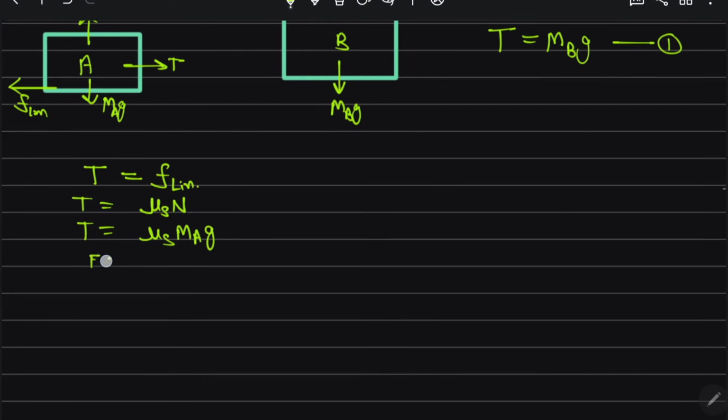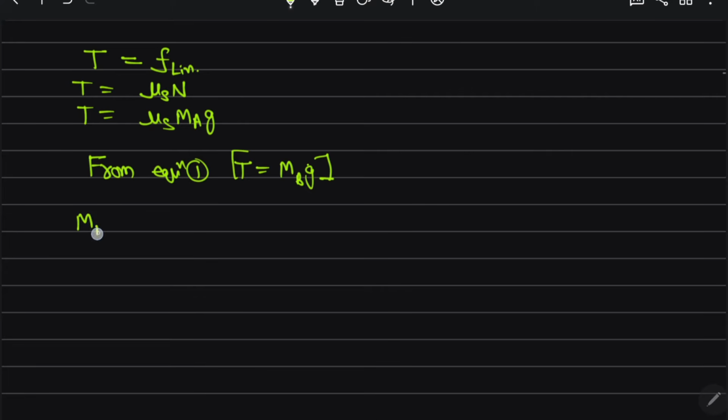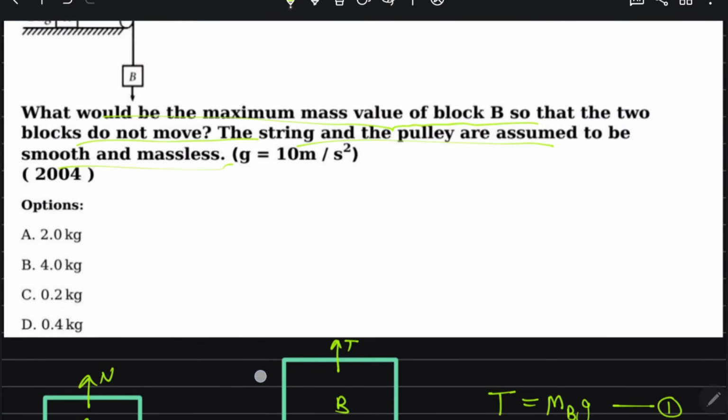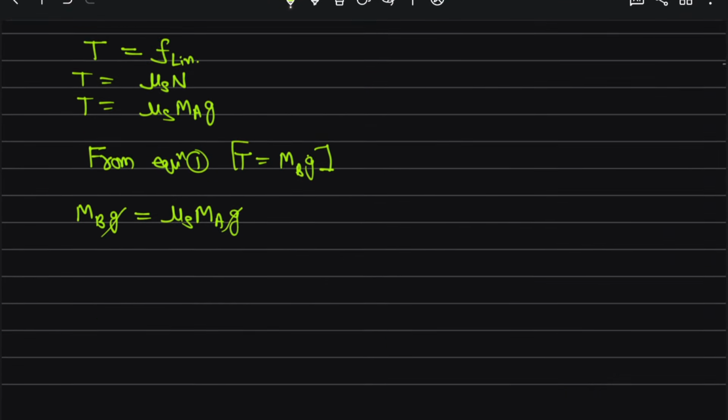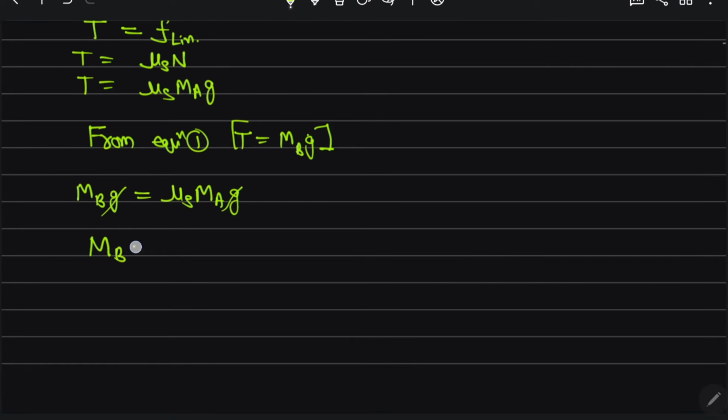And from equation first, T is equal to mb into g. So this becomes mb into g, that is equal to mu s ma into g. So g cancels with g. What are they asking? They're asking mass of B. So mass of B is mu s into mass of A.